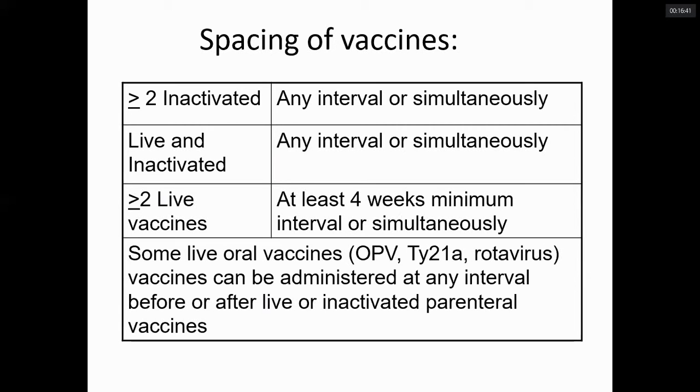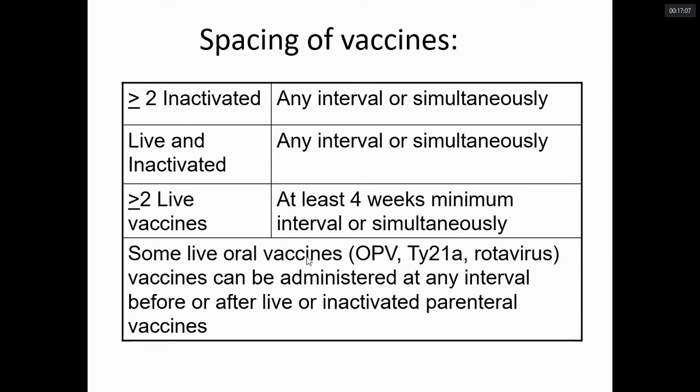Two killed vaccines, more than two killed vaccines, can be given at the same time, at any interval or simultaneously. If you are giving live and killed vaccine, then they can also be given at any interval or simultaneously. If you are giving two live vaccines, then at least a 4 weeks interval should be there.